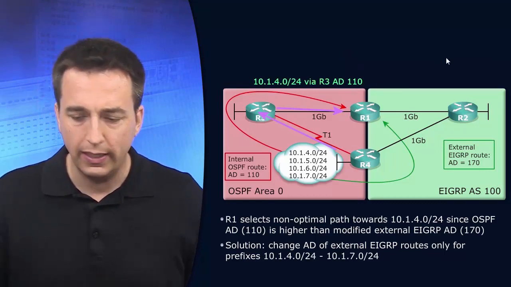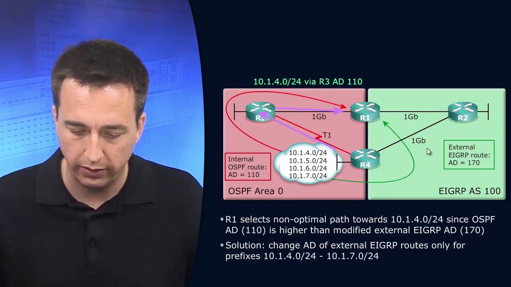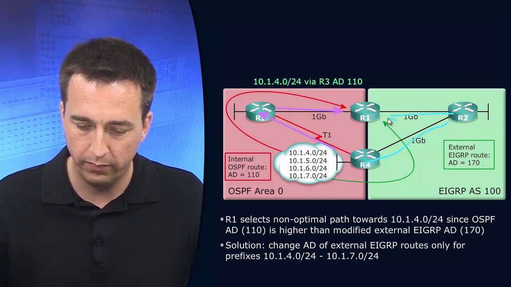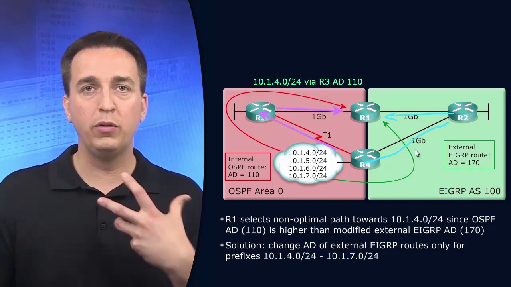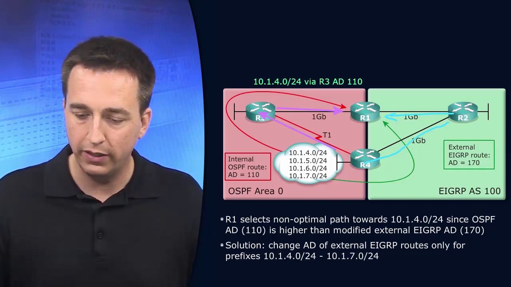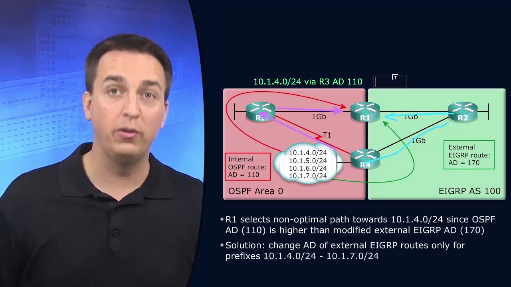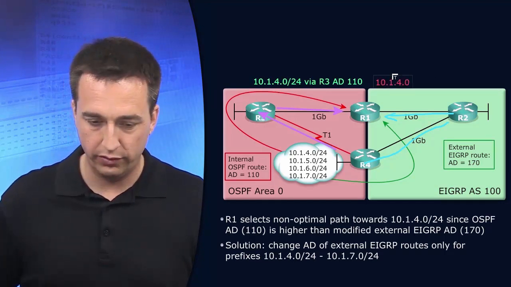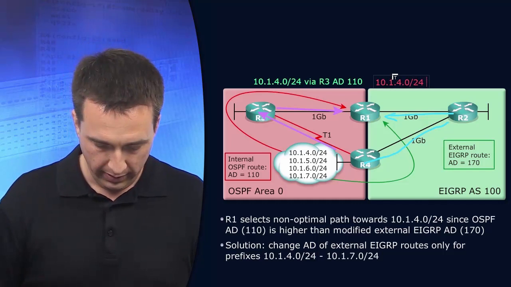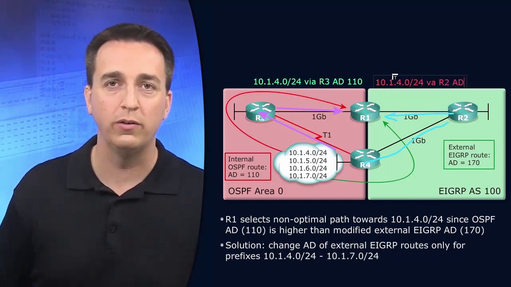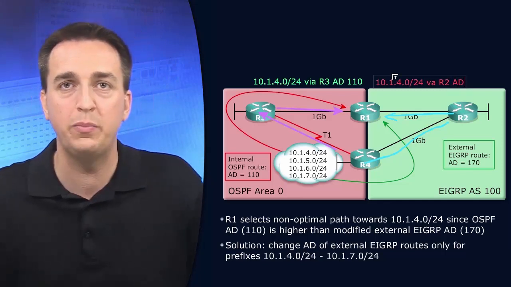So what does EIGRP learn in this particular case if we follow our blue path in this example? Well, if we follow the blue path, what are we going to end up with in the EIGRP routing table, or not routing table, topology table? We are going to end up with 10.1.4.0/24 via R2 with an AD of what, folks? What's the administrative distance going to be here?